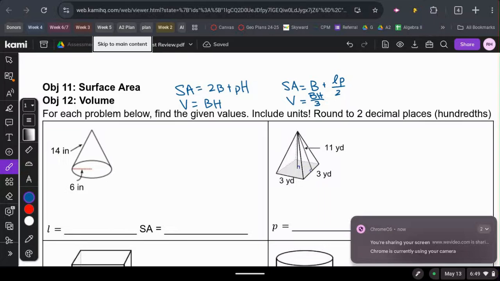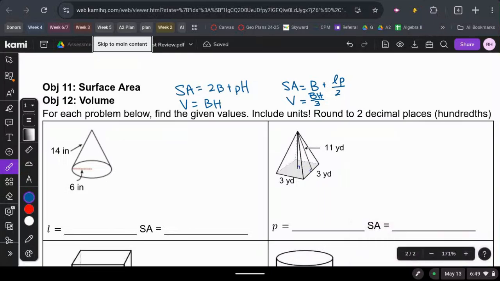Volume and surface area. So in this section, you're going to be asked to find either volume or surface area plus some additional parts of the formula. For example, with this first problem, we're asked to find L, which is the slant height. The slant height goes from a side of the base, which in this case is the circle, and it goes diagonally to the vertex, that point at the top. So this is our cone, and the slant height of this is going to be the 14 inches.